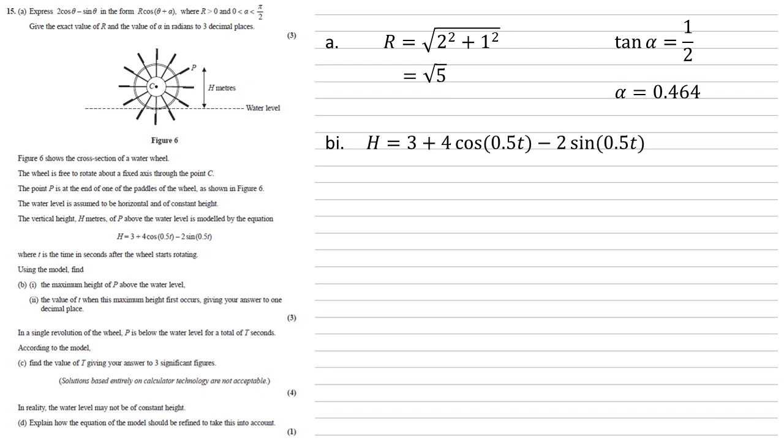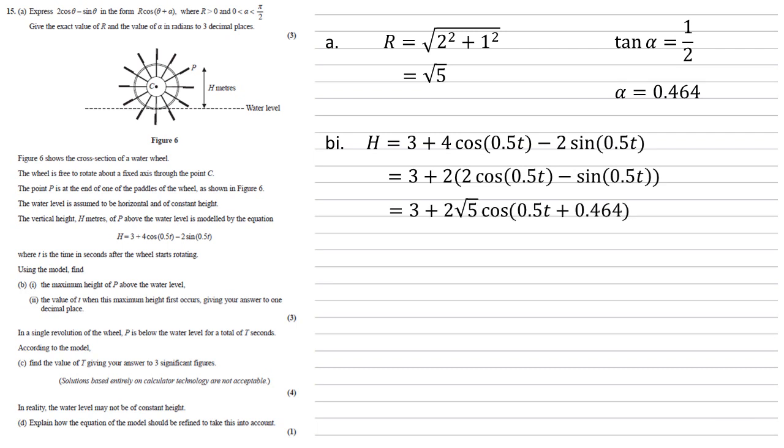So we've got h equals 3 plus 4 cos 0.5t minus 2 sine 0.5t. If we compare that to what we started with, the expression right at the beginning, we factorise out a 2 from the last two terms. We get 3 plus 2 lots of 2 cos 0.5t minus sine 0.5t. But that bracket is in the form of the equation at the beginning. And we've shown how to convert that into r cos(theta plus alpha). So we can do the same here. So this whole equation becomes h equals 3 plus 2 root 5 cos(0.5t plus 0.464), using our r and our alpha from earlier.